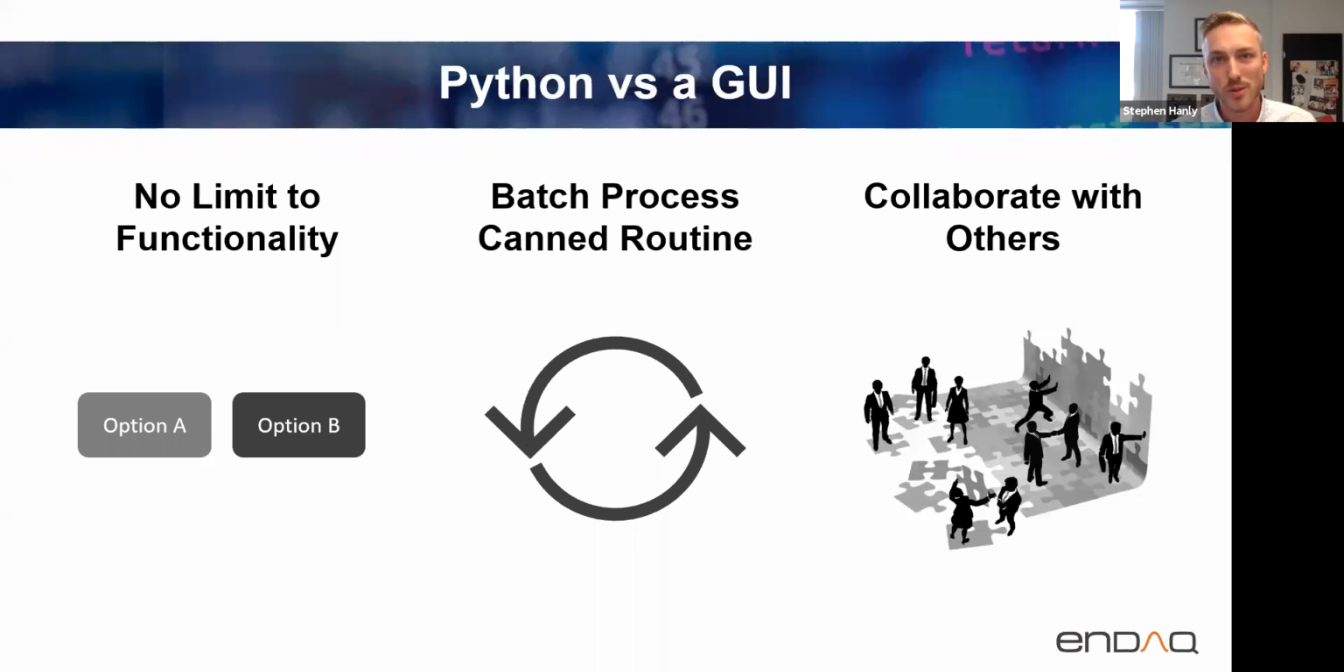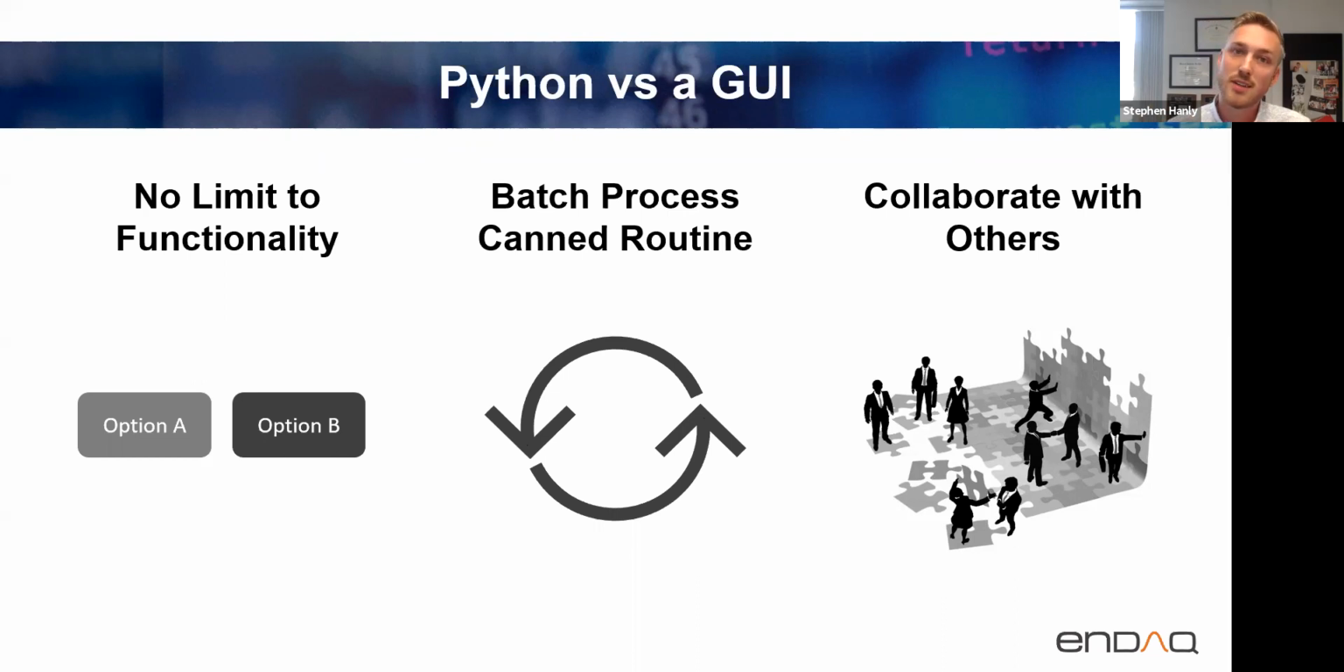When you're writing code, there's really no limit to the customization that you can add. And this was important to me when we were building out enDAQ Cloud. We wanted the report generation to be customized with code so that there really was no limit. And that's, I think, a major selling point to using code as opposed to a GUI.